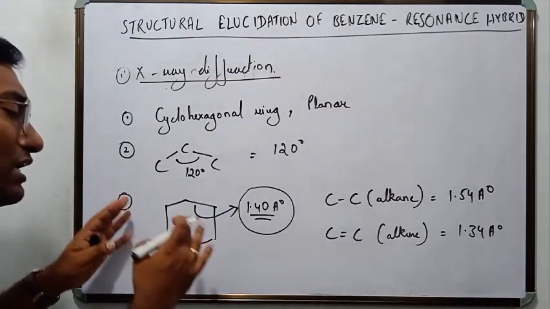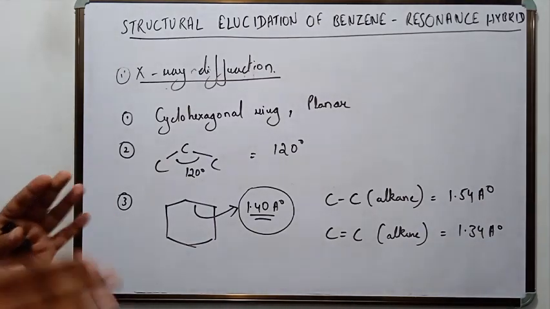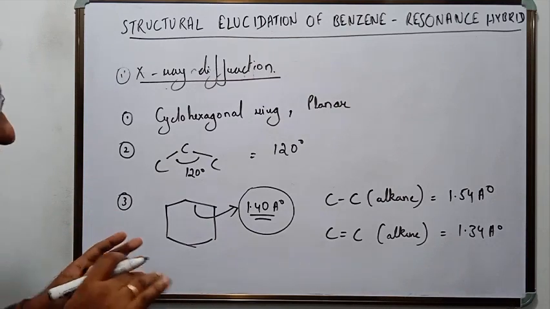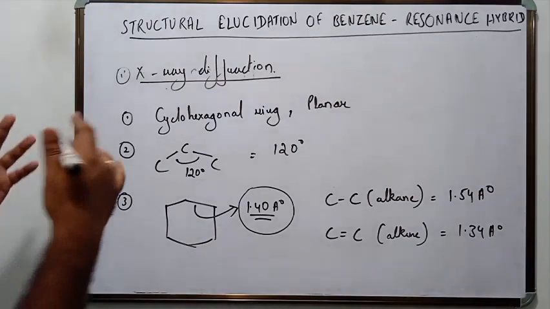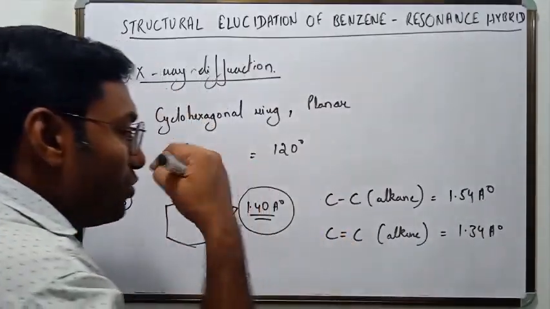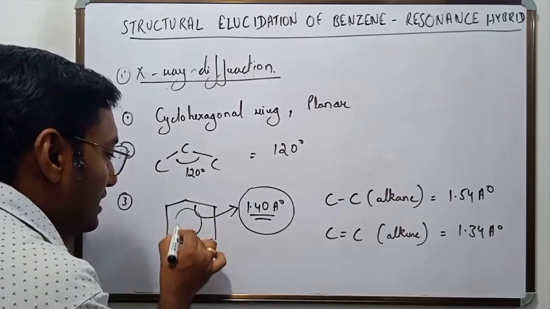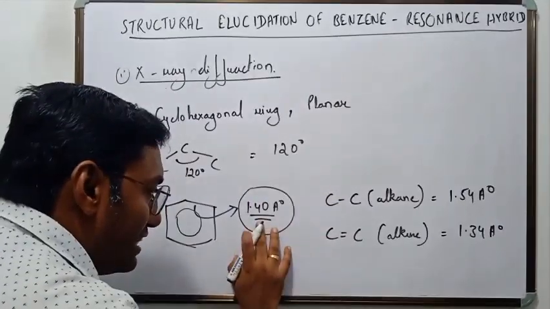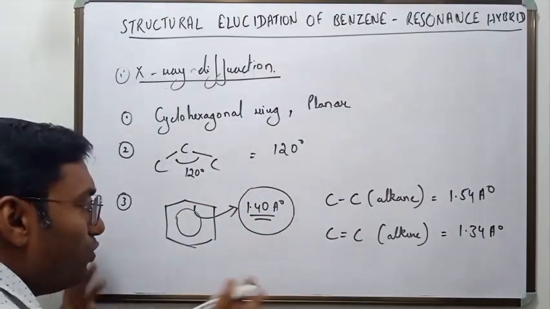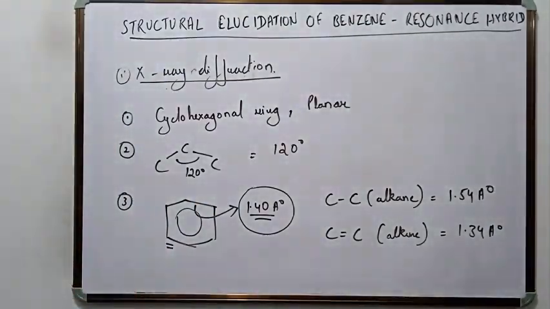So all carbon-carbon bonds in benzene have an intermediate character, neither sigma nor pi, somewhere in between. Such intermediate character, a bond length of 1.40 angstrom between carbon-carbon single bond and carbon-carbon double bond, is only possible if the 6 pi electrons are delocalized. So that is the first proof for resonance hybrid structure.